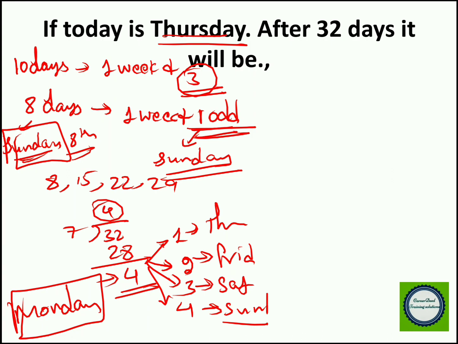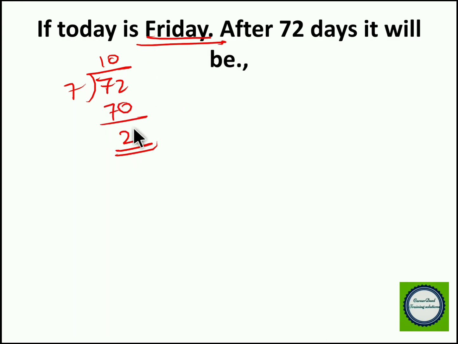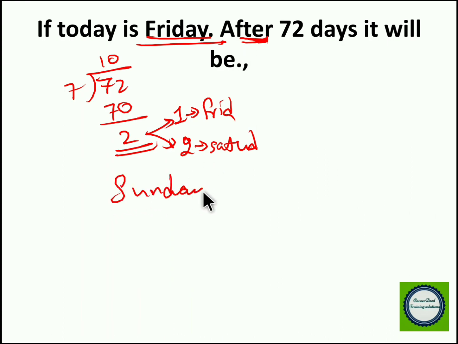Now moving to the second question of the same model. If today is Friday, after 72 days it will be dash. The question is really simple. When you divide 72 by 7, 10 times 7 is 70 and the remainder is 2. If the first day is Friday, in these 2 odd days, the first day will be Friday and the second day will be Saturday. After 72 days means you have to find the 73rd day, that is Sunday. So Sunday becomes our answer. The concept is really simple, right?